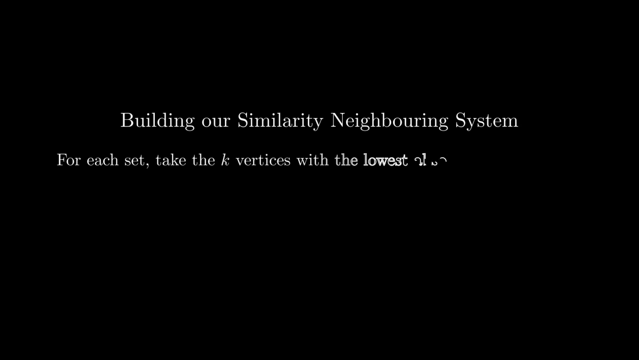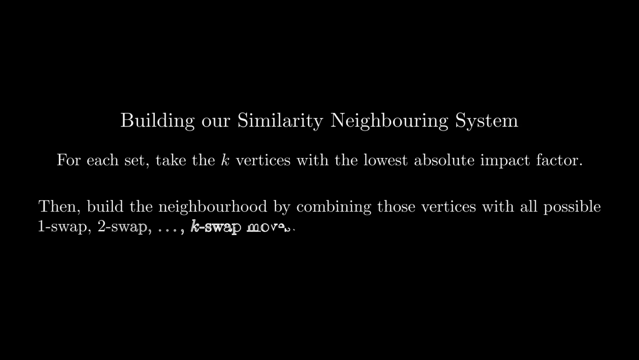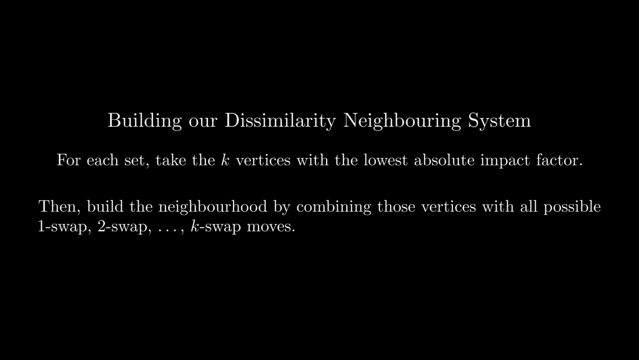Once explained the impact factor, to build our similarity neighboring system, we propose to take for each set the k vertices with the lowest absolute impact factor. Then, the neighborhood is built by combining those vertices with all the possible one swap, two swaps, up to k swaps. We also propose the dissimilarity neighboring system, which is the same but taking the k vertices with the lowest impact factor. We propose 6 local search-based algorithms.